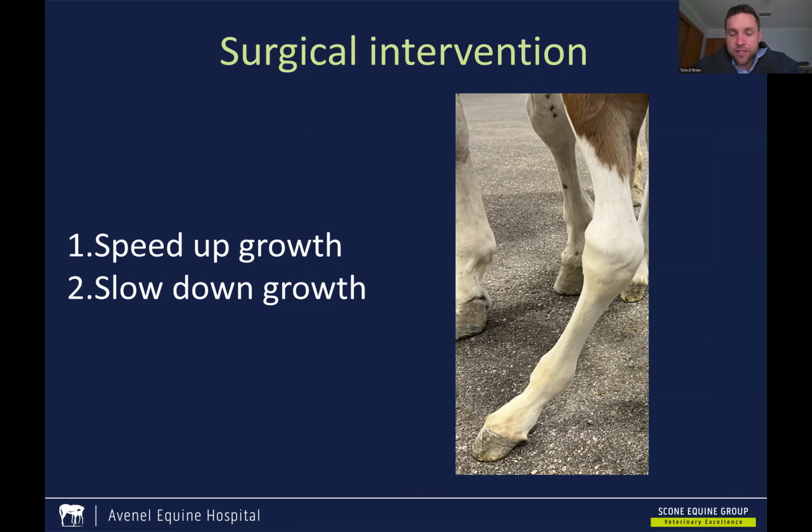And so if we're to speed up growth, we want to speed up growth on the side that is not growing fast enough. And if we want to slow down growth, we want to slow down growth on the side that is growing too quickly. And so for this particular case, you can see that the inside is growing too fast. We would want to slow that side down. And if we wanted to speed up growth, we would try and speed up the growth on the outside.